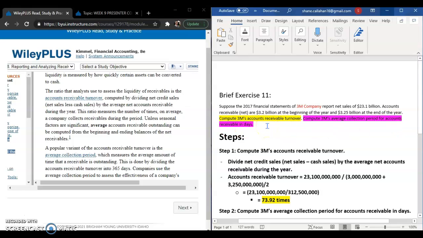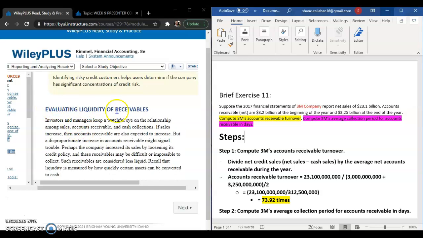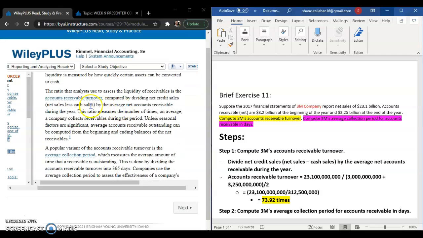So we know that we have to do two things here, which is compute 3M's accounts receivable turnover and then compute 3M's average collection period for accounts receivable in days. So the first thing to do is compute the accounts receivable turnover. And if we go in the book under section 4, under the subheading of evaluating liquidity of receivables, in the second paragraph, you compute accounts receivable turnover by dividing net credit sales by the average net accounts receivable during the year.